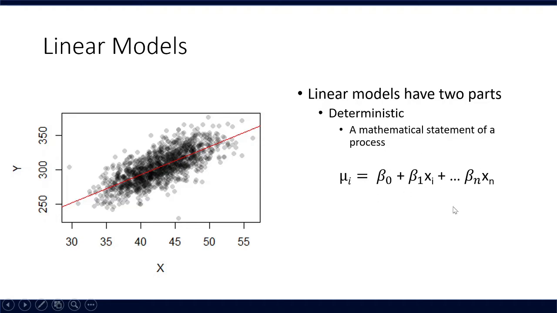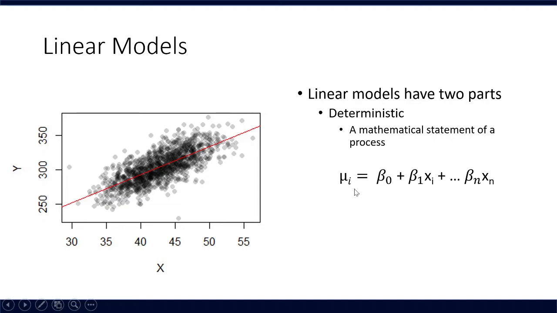What this equation is doing, as an expression of the deterministic part of a linear model, is trying to calculate this mu sub i value. This mu sub i is the red line, right? Mu stands for mean. The mean is the red line here. Sub i, the little i there, is referring to different points along the x-axis, different points along this red line.